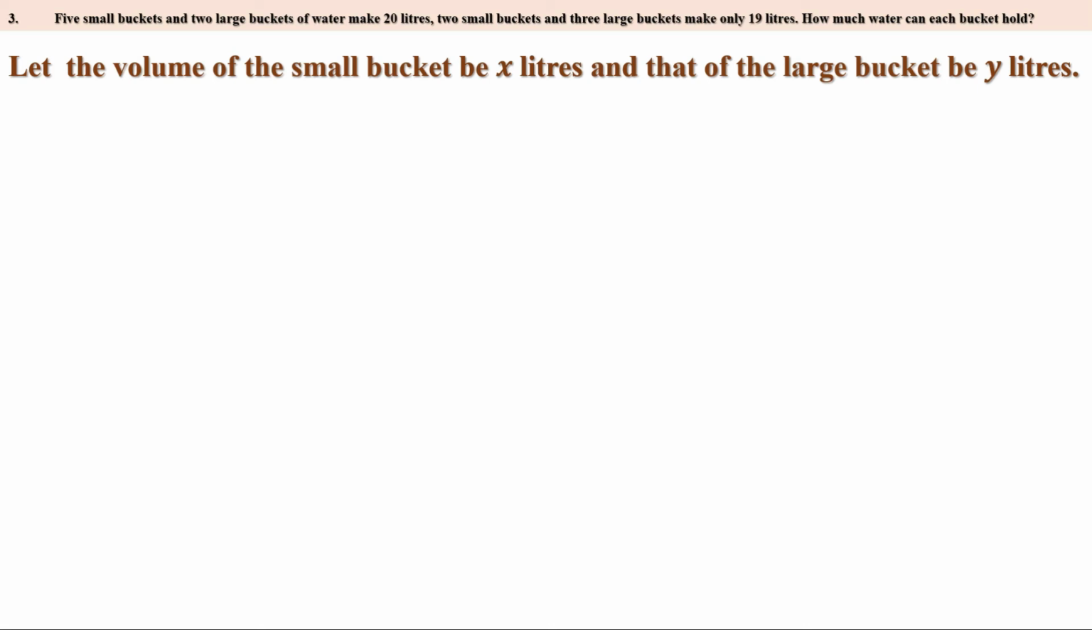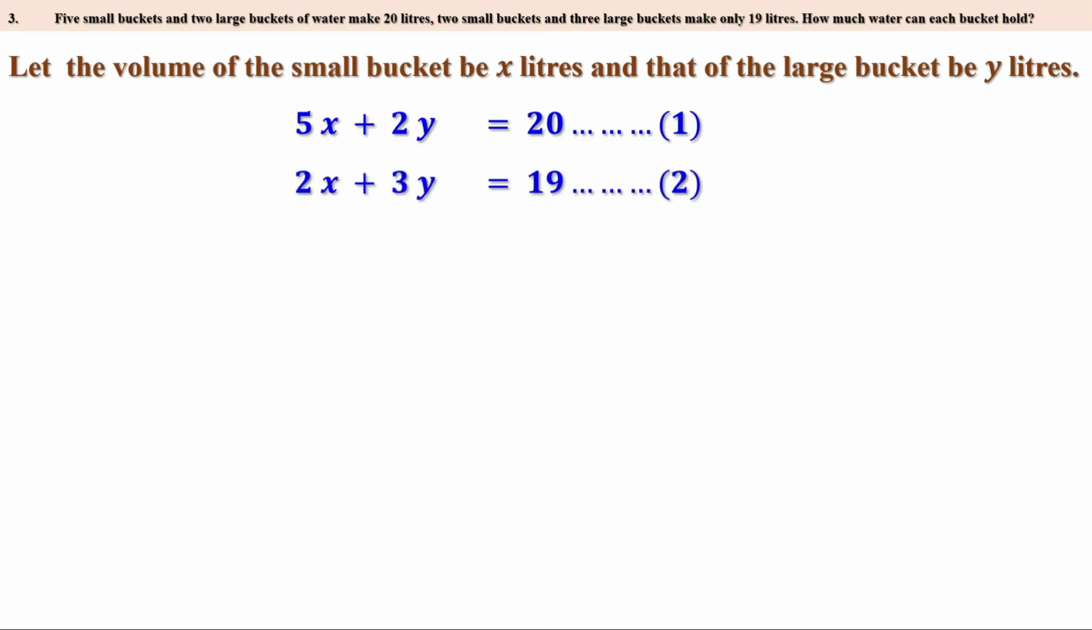Given that 5 small buckets and 2 large buckets of water make 20 liters, that is 5x plus 2y equal to 20. Let us consider it as the first equation. Also given that 2 small buckets and 3 large buckets make only 19 liters. That means 2x plus 3y equal to 19. Let us consider it as the second equation. Now from these two equations we have to make another equation in which there should be only one variable, either x or y. How can we do that?